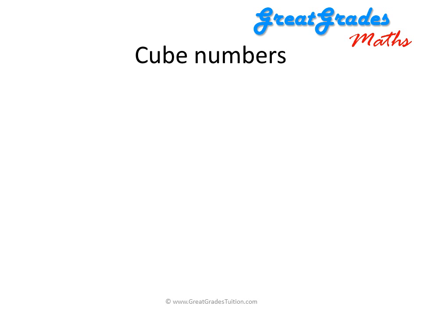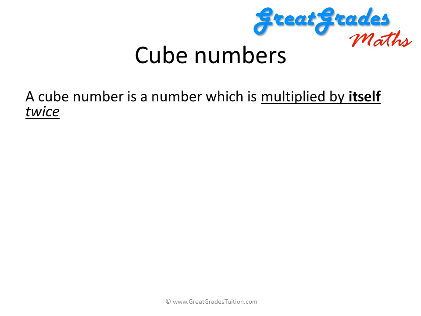Well, let's look at cube numbers now. What are cube numbers? Well, cube numbers are in fact similar to squared numbers. And a cube number is a number which is multiplied by itself twice. And we write it as x cubed with this little 3 that's hanging in midair. So if we were to write out 2 cubed, we'd write it out as 2 times 2 times 2.